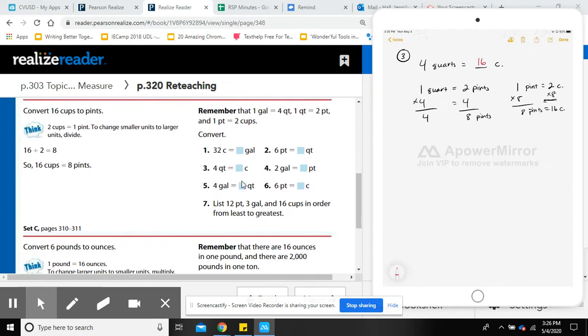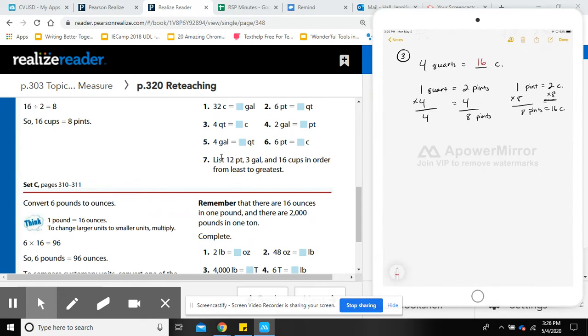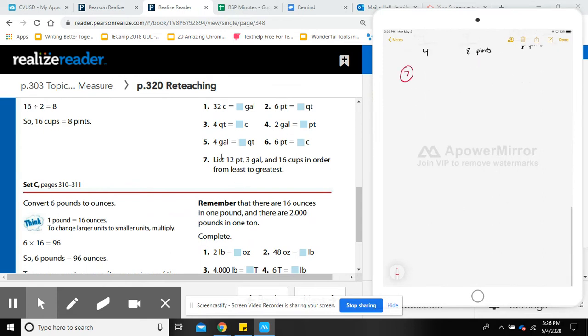Okay. Let's skip number 5 and go to number 7. I think that one's a little bit more important. Okay, so list. We have 12 pints, 3 gallons, 16 cups in order from least to greatest. Okay, least to greatest.